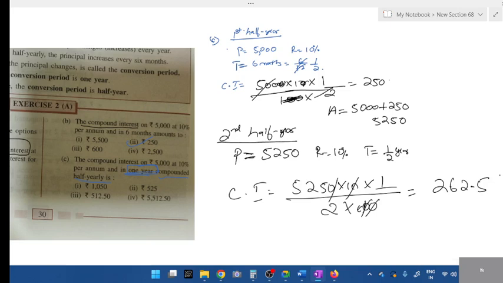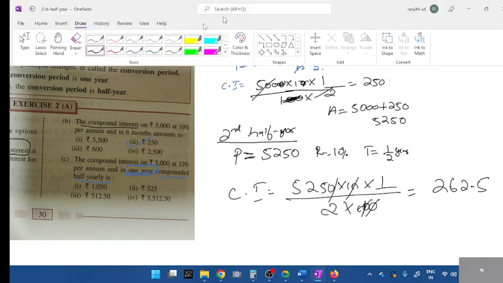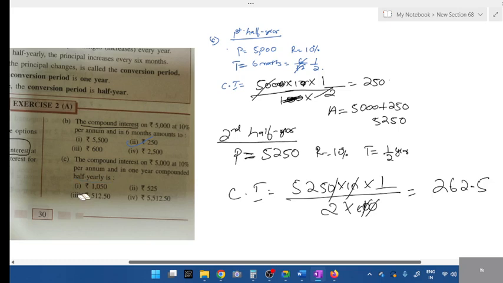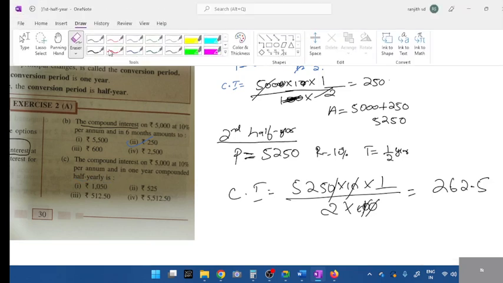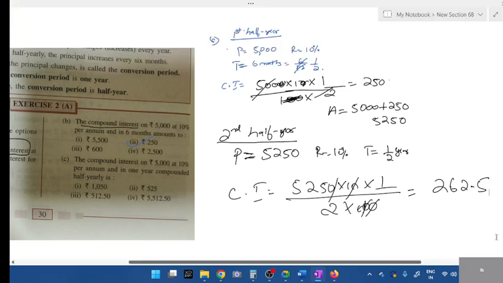Okay, what have they specifically asked, students? What have they asked here? To find what? Respond. Both of you will respond. What do you have to find? Very good. Total compound interest, right?